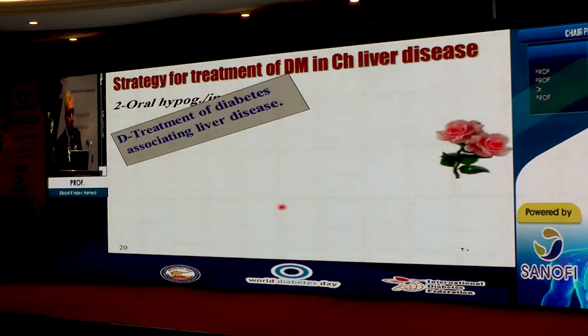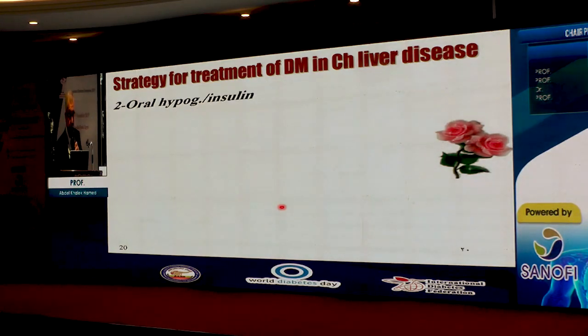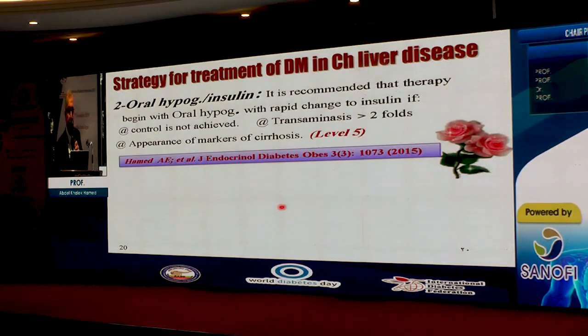Ladies and gentlemen, my last point is the treatment of diabetes associated liver disease. القاعده القديمه اللي ما زالت صالحه بس حصل لها تعديل: امتى نستخدم oral hypoglycemic insulin؟ كان زمان بنقول it is recommended that therapy begin with oral hypoglycemic with rapid change to insulin if control is not achieved. دي عادي.